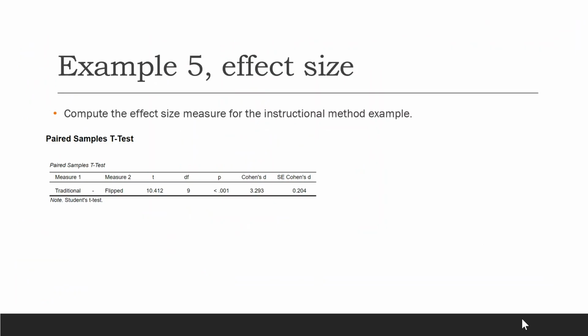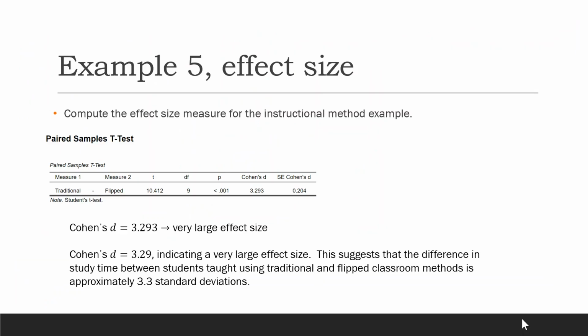Now, that Cohen's d of 3.293 is a very large effect. And so I can say that Cohen's d, which is approximately 3.29, indicates a very large effect size. This suggests that the difference in study time between students taught using traditional and flipped classroom methods is approximately 3.3 standard deviations, right?